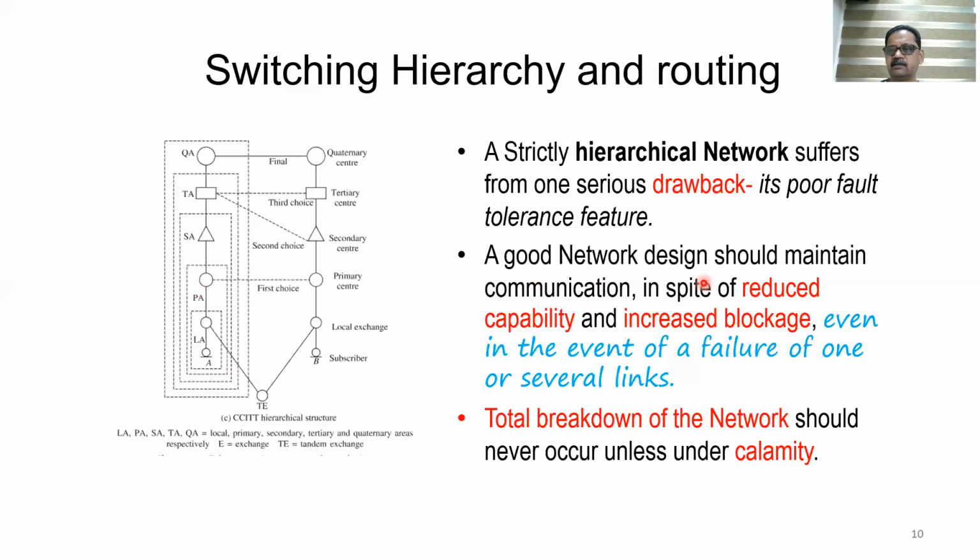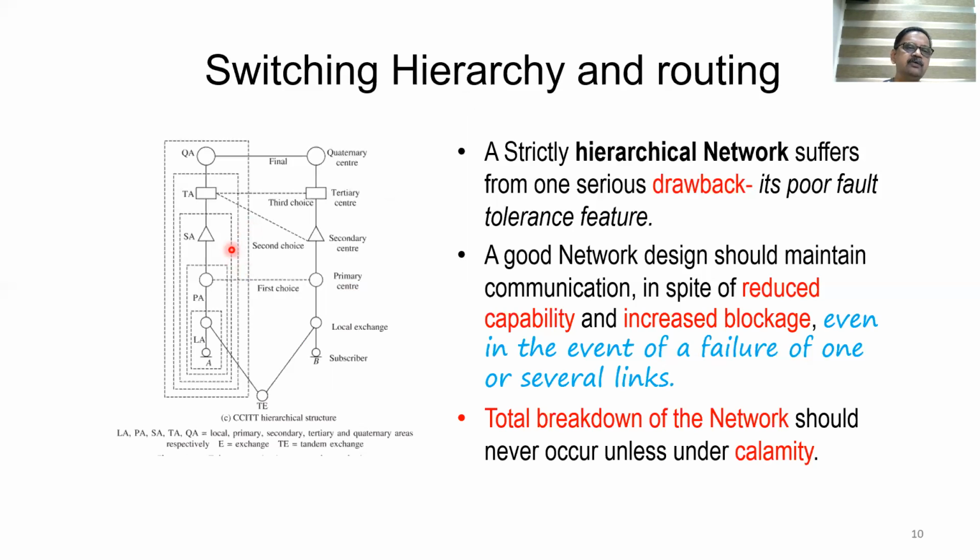A good network design should maintain communication in spite of reduced capability and increased blockage, even in the event of a failure of one or several links. So the best network design should take care of the possibility of interconnecting the subscribers even in the situation of reduced capability and insufficiency in trunks and increased blockage, so shortage of circuits, even in the event of failure of one or several links, even if one or two links are failing.